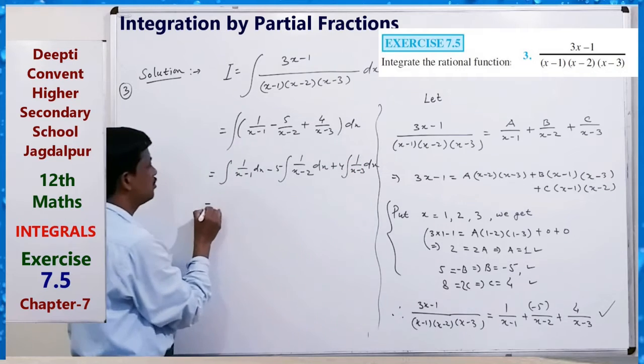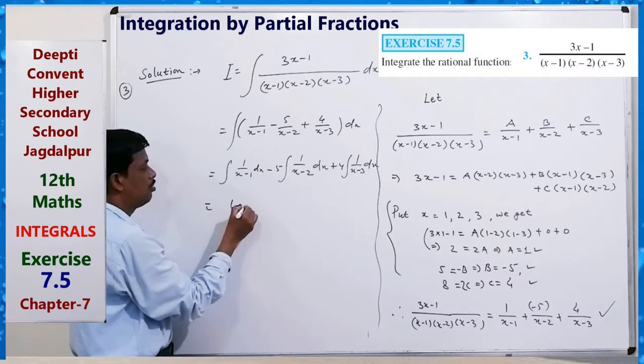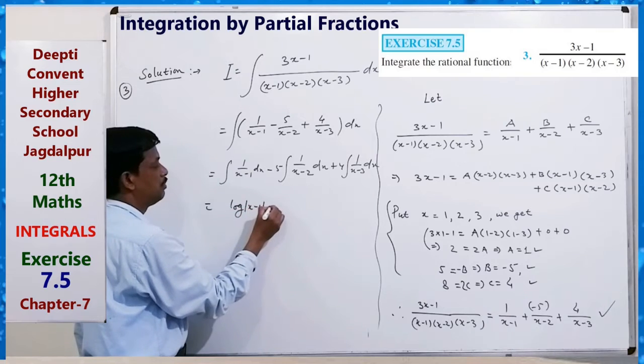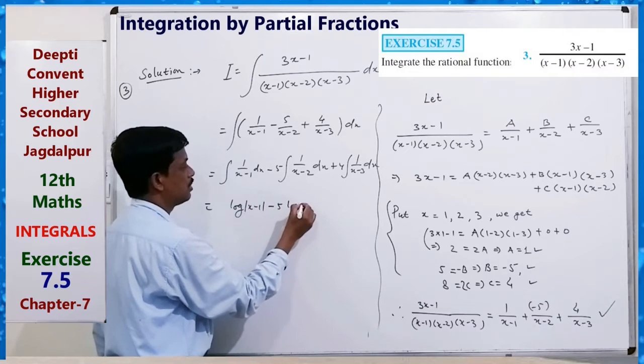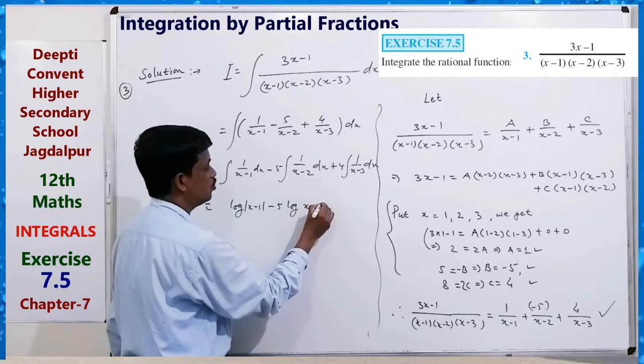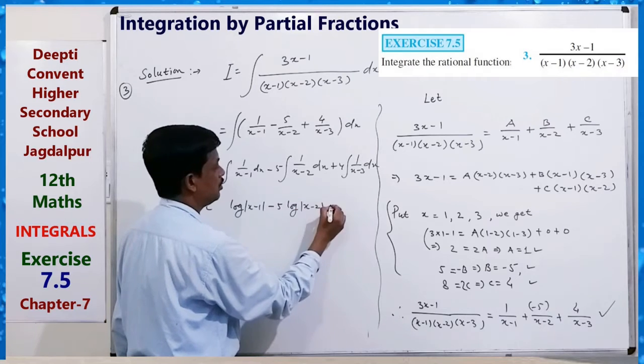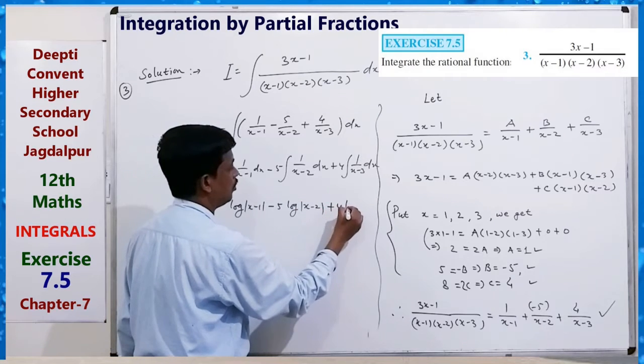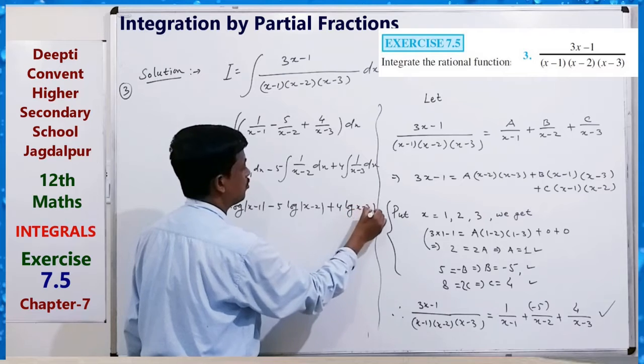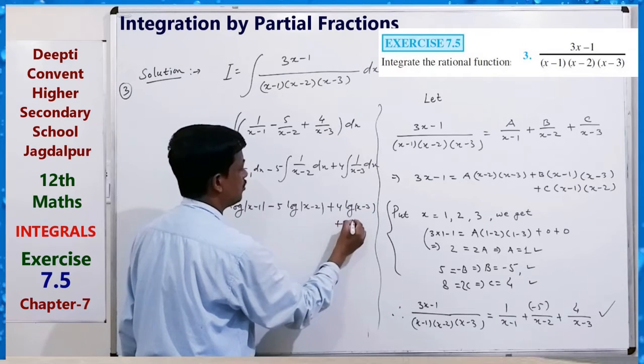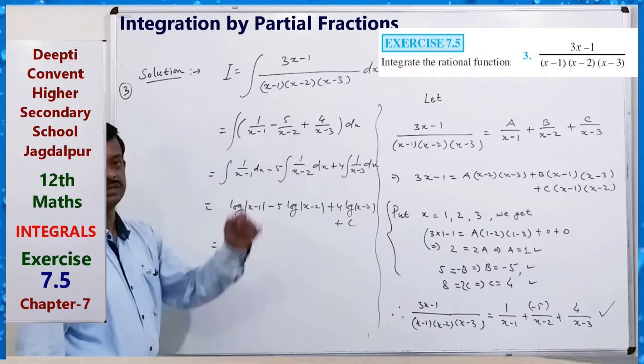So this can be solved: log of mod x minus 1, minus 5 log of mod x minus 2, plus 4 log of mod x minus 3, plus a constant. So this is our solution.